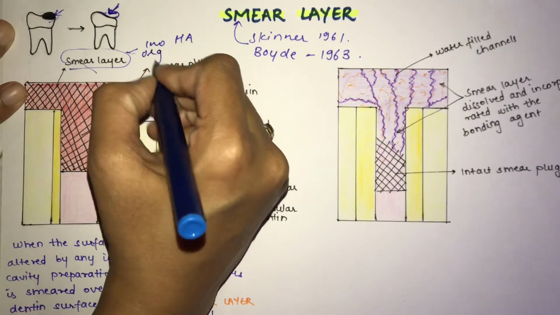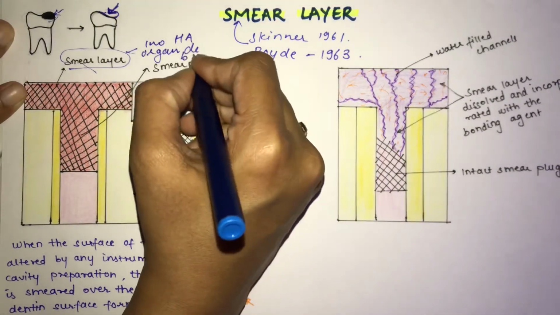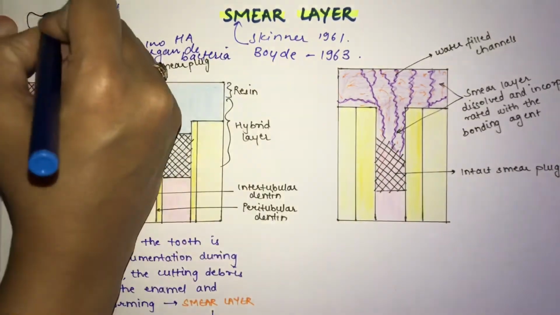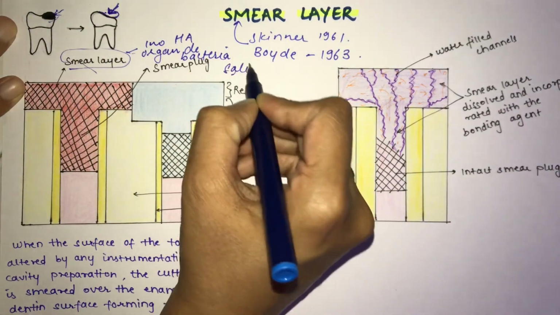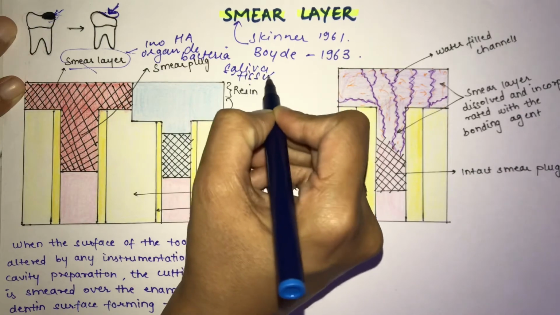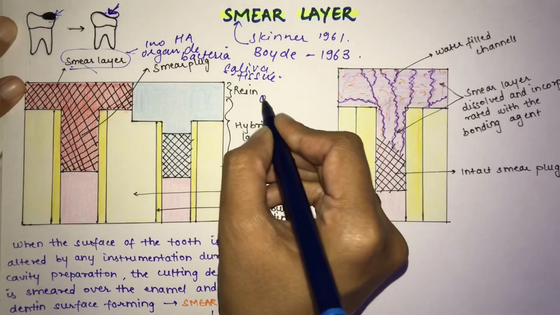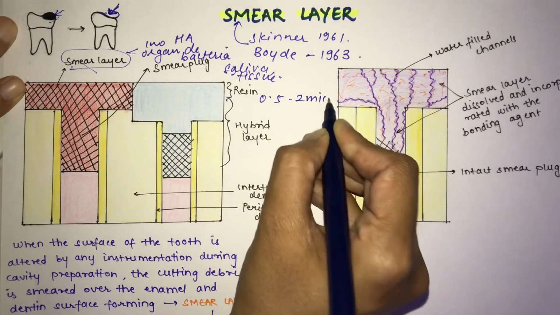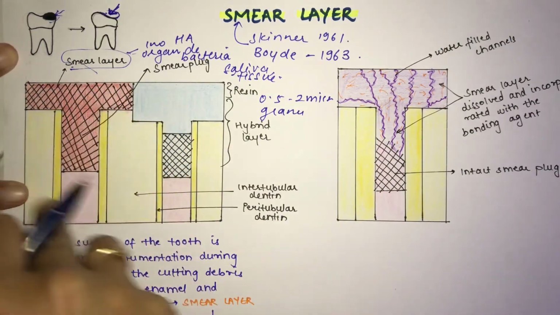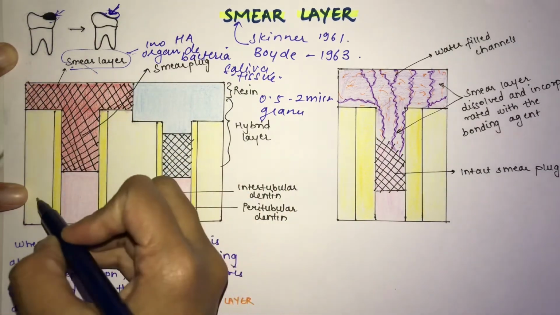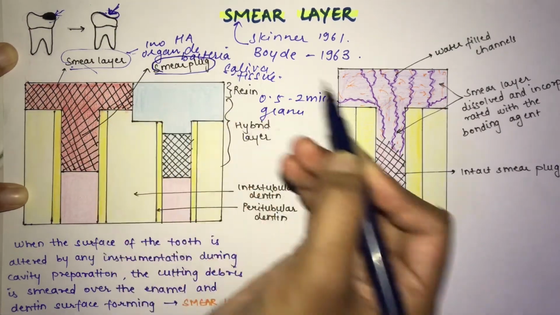Then it consists of organic denatured proteins, then bacteria, saliva. As caries is because of bacteria, obviously your smear layer will also have that bacteria. The next will be saliva, tissue and blood. So this is the constitution of your smear layer, and it is usually 0.5 to 2 microns thick. It is granular and irregular in structure. Over here you can see this is the dentin and this is the smear layer. Now you can see this word known as smear plug. Now what is this smear plug?